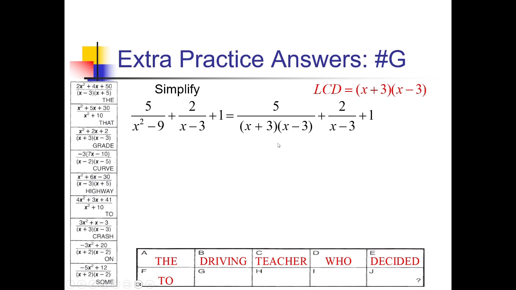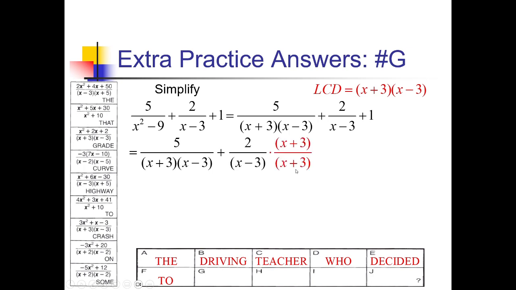So let's multiply these each by whatever they need to get the LCD. For the first one here, that can stay the way it is, no changes because it has the LCD. Next fraction, we need to multiply by x plus 3 over itself. That's the piece it was missing. And for this one, this is going to get multiplied by x plus 3, x minus 3 over itself.